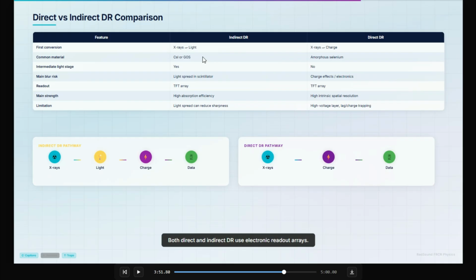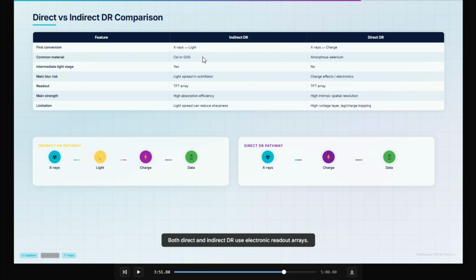So an intermediate light stage is present in the indirect. There's no light stage in the direct. So the main blurring might happen due to light spread in the scintillator. There's no blurring in the direct, but it is still using electronics. So it's better spatial resolution in the direct form of DR. The readout is a TFT array; both of them are using TFT.